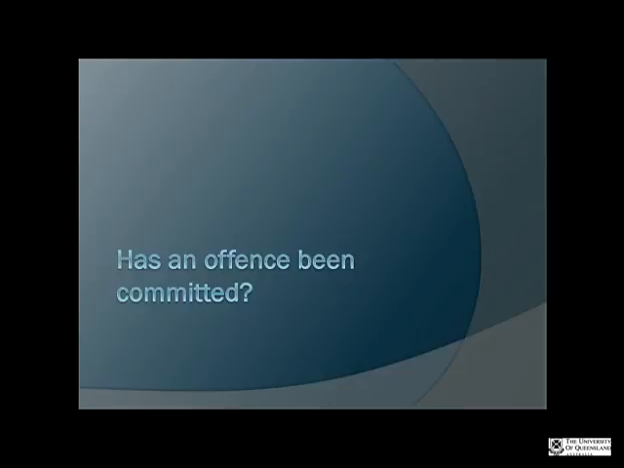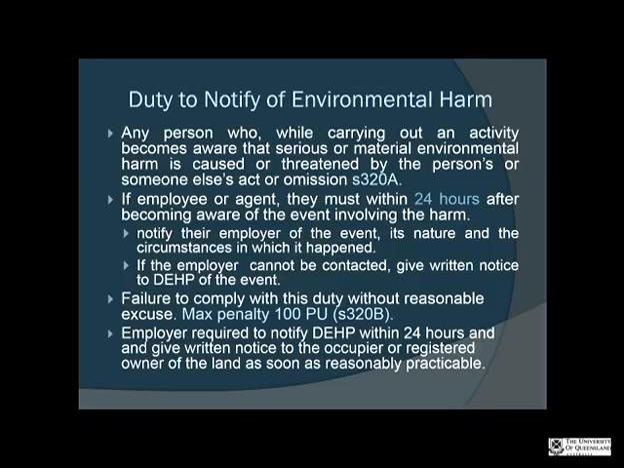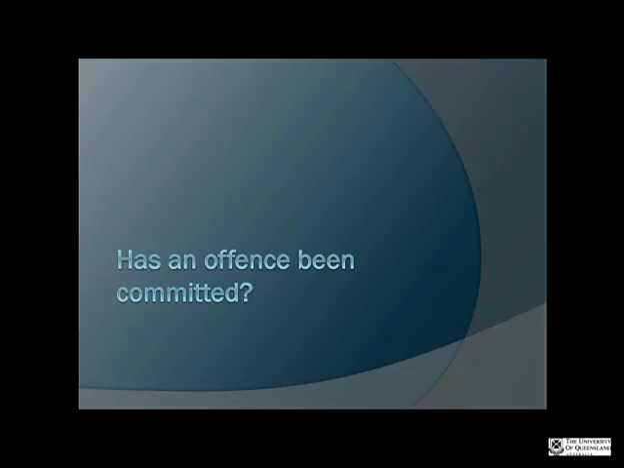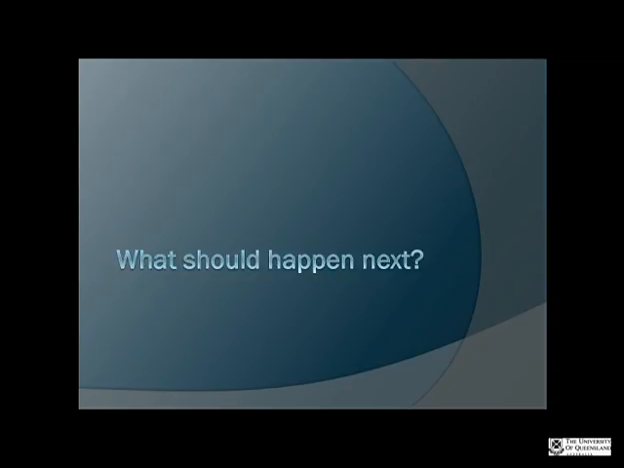So has an offence been committed, and if so, what should happen next? I mean, they have the evidence there. Quite often the difficulty in these cases is not whether an offence has been committed, but whether they have the evidence they need to prosecute. But in this case, you can see they've got knowledge of the offence, and they've got people on site quickly enough to gather that evidence. So we say yes to that, and then we ask what should happen next.